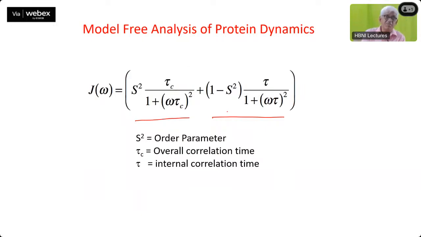So S square is a kind of rigidity parameter, or the order parameter it is called, and 1 minus S square is obviously the flexibility parameter. So for the internal motions you have this flexibility parameter coming in, and for overall motion you have the rigidity parameter. So you modify the spectral density function in this manner. How many variables do you have here? You have tau c, you have tau, and you have S square. And then of course you substitute this in your equation for the relaxation parameters.